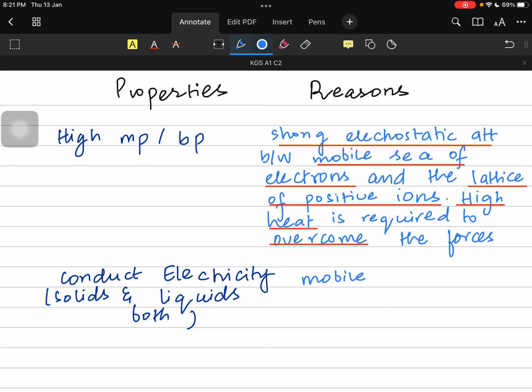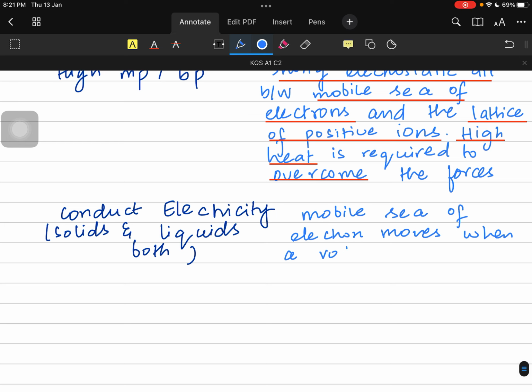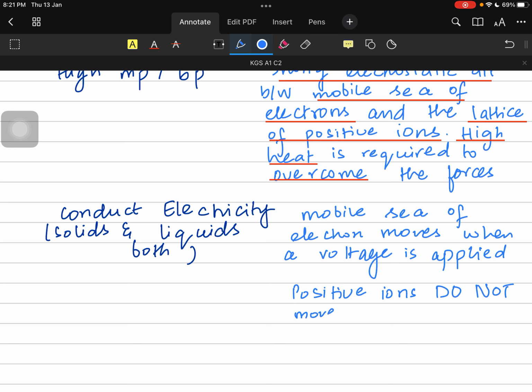So the mobile sea of electrons moves when a voltage is applied. Remember the fact that the positive ions do not move. The positive ions or the lattice does not move, right? So let's underline the fact. The mobile sea of electrons moves when a voltage is applied. Positive ions do not move.